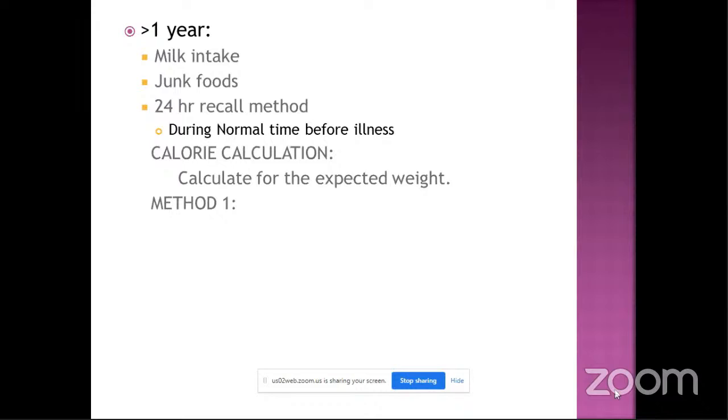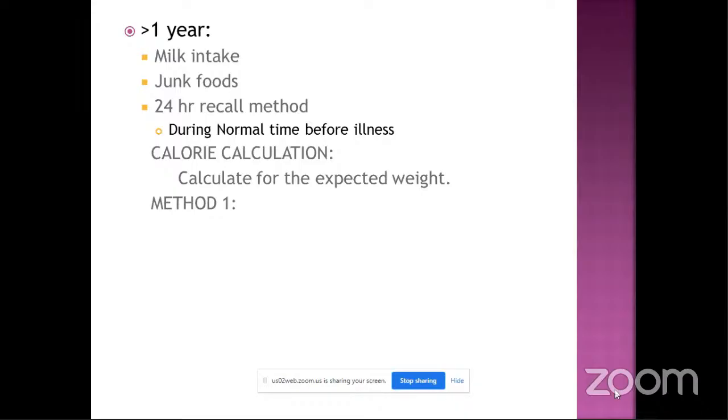First we'll see what is calorie calculation, basic about the dietary history. The most important thing is that you have to calculate the calorie of the child for the expected weight. Say, for example, if the child is 2 years and the weight of the child is just 7 kg, whereas the expected weight for 2 years will be around 13 to 14 kg. If you are calculating the calorie intake for 7 kg, it will be considerably low. So in that case, we have to calculate it for the expected weight only, that is for 13 kg.